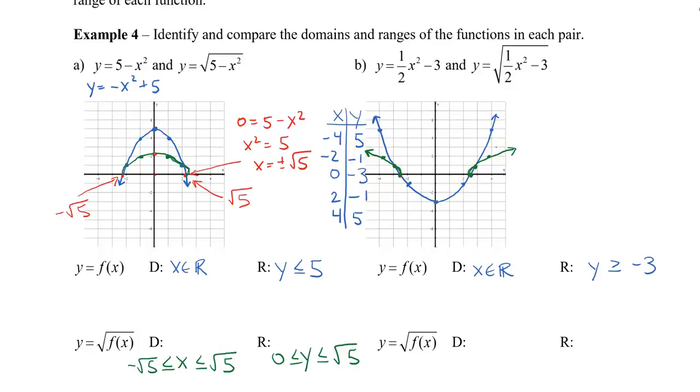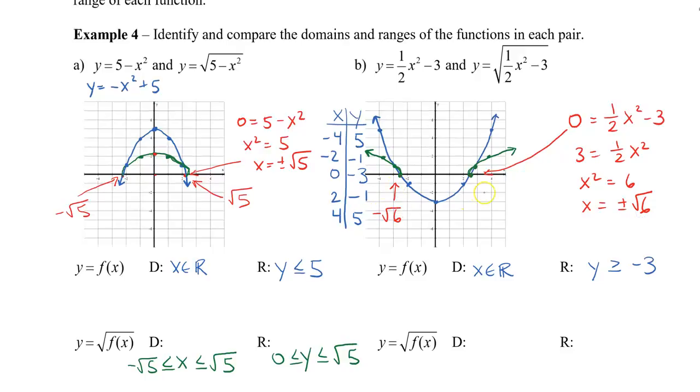We're going to do the same thing that we did in the first one. To find our x-intercept, we're going to set y equal to 0, and then we're going to solve for x. So we're going to have 3 equals half x squared, and then x squared is equal to, times both sides by 2, so 3 times 2 we get 6. So x equals plus or minus root 6.